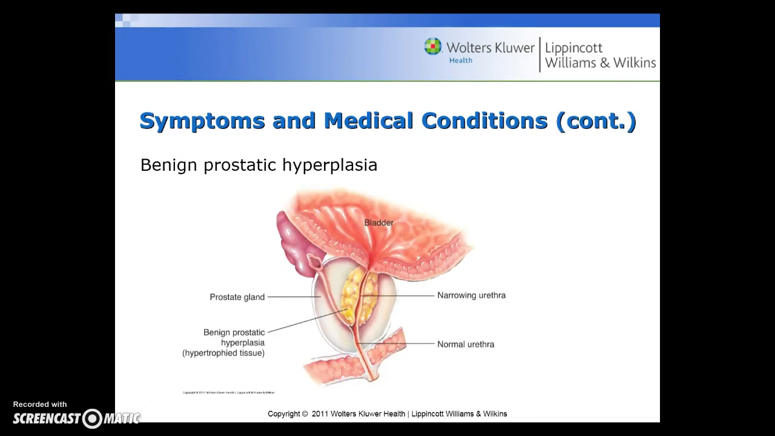And here is a picture of benign prostatic hyperplasia. You can see the prostate gland and the narrowing of the urethra, then the normal urethra, and the benign prostatic hyperplasia or hypertrophied tissue.